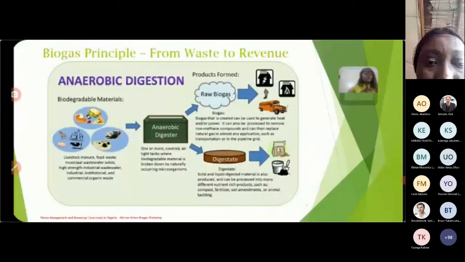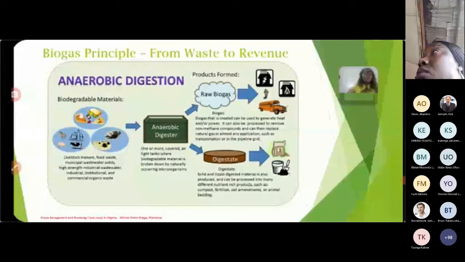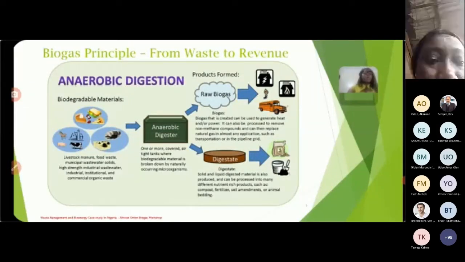I'm not going to dwell so much on the biogas technology because I know we'll spend the money section talking so much about it. But I'd like us to look at the biogas principle, the summary of it, from waste to revenue. The anaerobic digestion principle involves the use of any biodegradable material where you create an airtight environment and the naturally occurring microbes feed on this organic waste, digesting it to produce raw biogas and digestate.